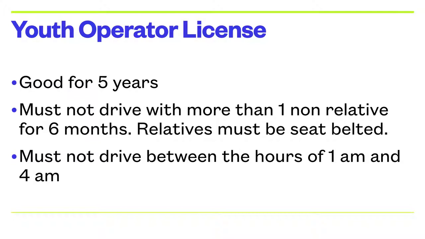You do have restrictions on your license. You can only have one non-relative for the first 6 months that you drive. Relatives, you can have as many as you have seatbelts. So you've got three seatbelts in the back and relatives in the back. But one non-relative in your vehicle for your first 6 months. After 6 months, it doesn't matter how many people you have in the car, as long as they're belted.